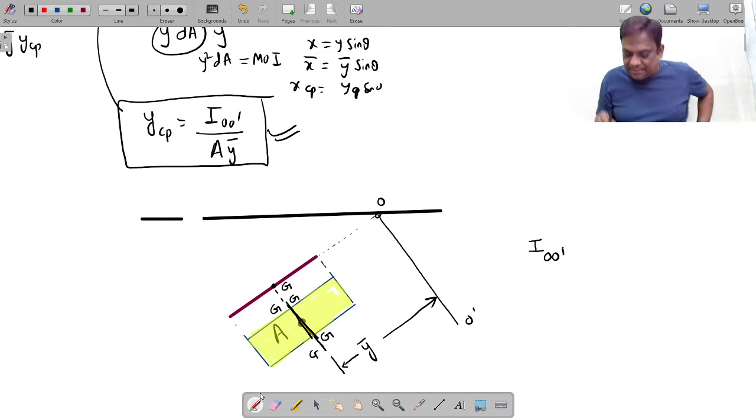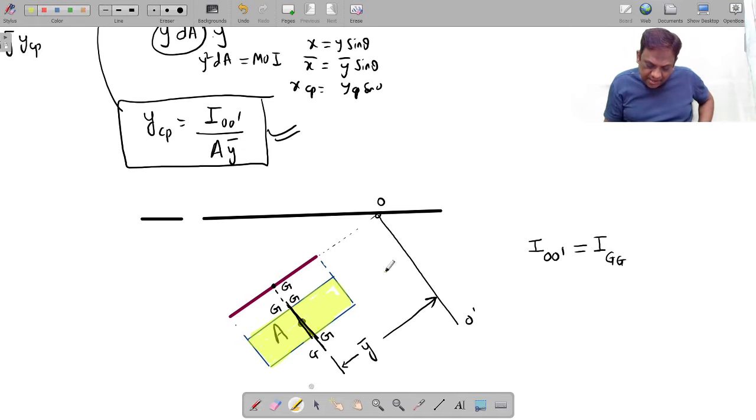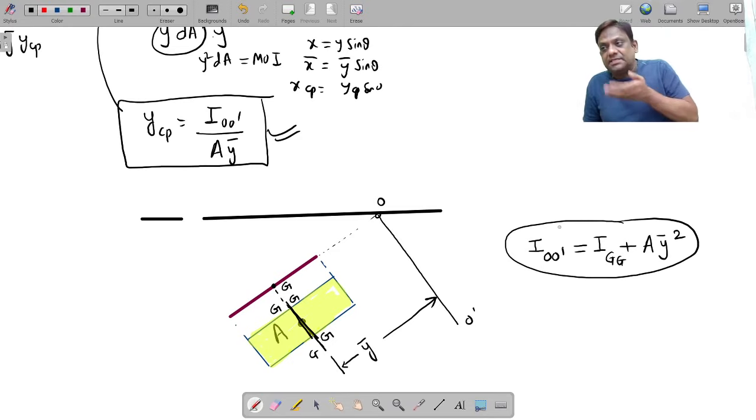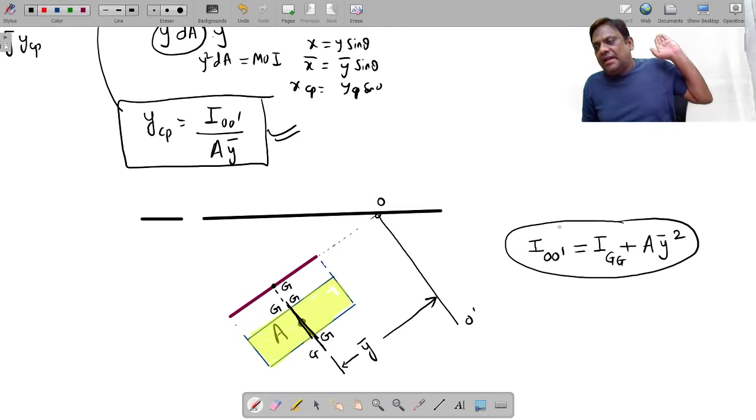So my parallel axis theorem says IOO dash is equal to IGG, which is parallel to this, plus area of this into the distance between the two, y bar square. I got this from the parallel axis theorem. Don't blame me. This is a simple derivation from your parallel axis theorem in engineering mechanics. Is it clear, my dear students?